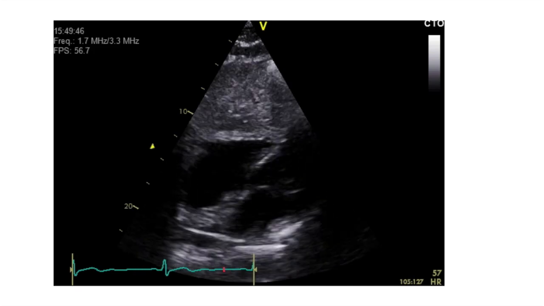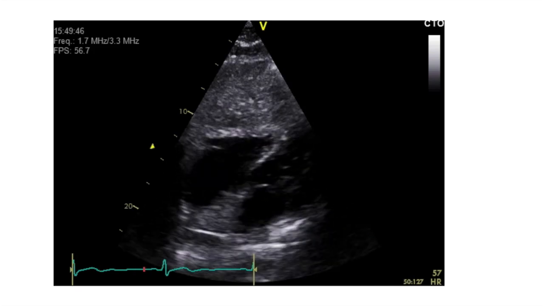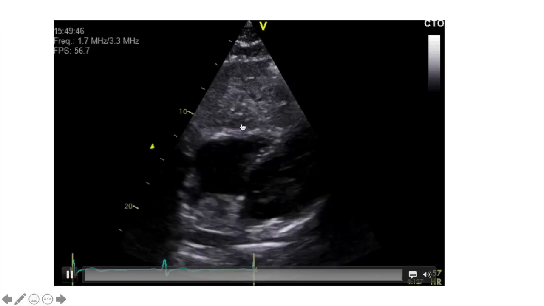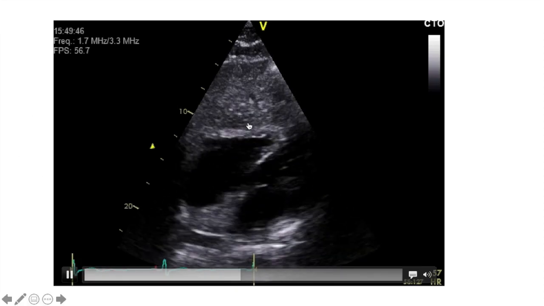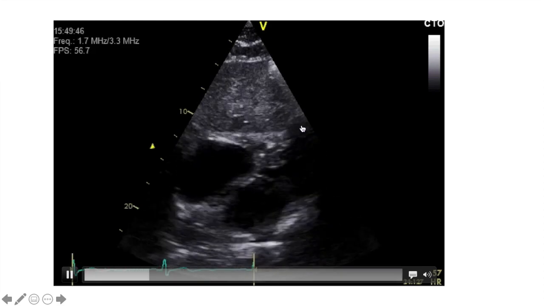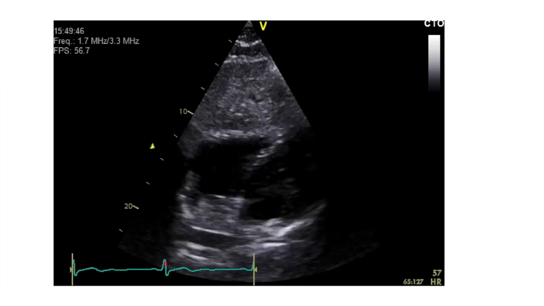The first being the pericardium. The liver forms a lovely acoustic window, and if there is any pericardial fluid, it will appear very, very clearly just here. Here you can make a measurement of how big it is. This is one of the best views to make that judgment.